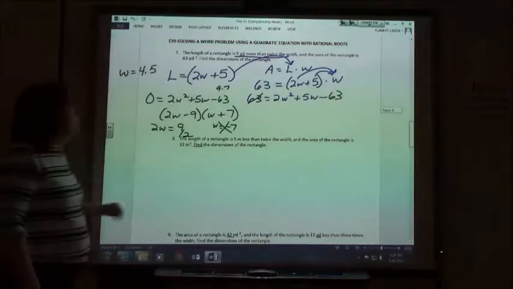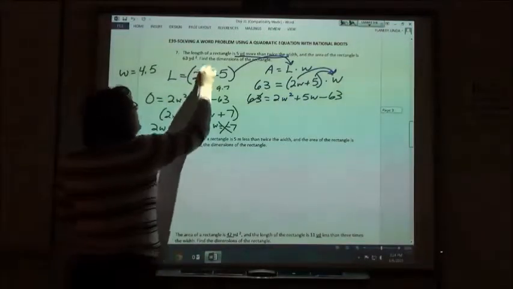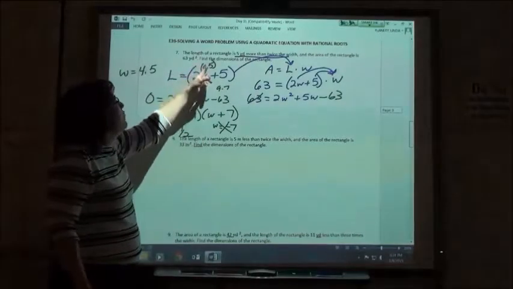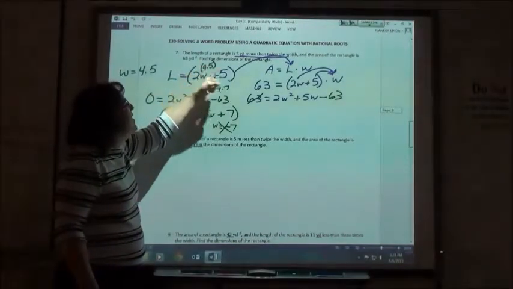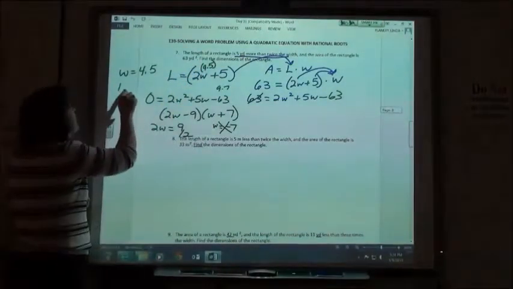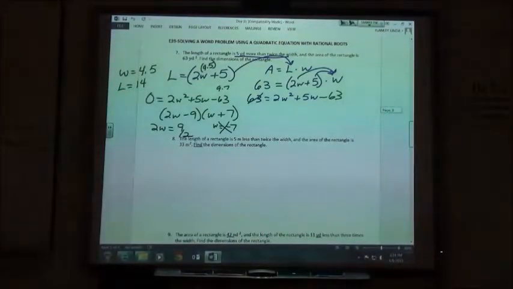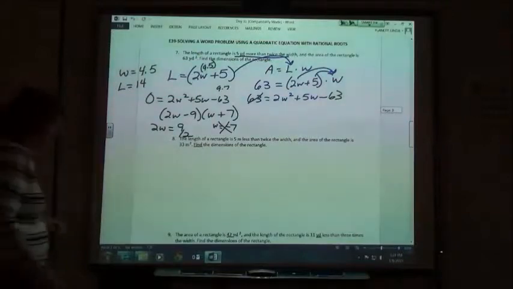So I found my width. I need my length. I'm going to put my 4.5 in here. 2 times 4.5 is 9. 9 plus 5 is 14. So my width is 4.5. My length is 14.